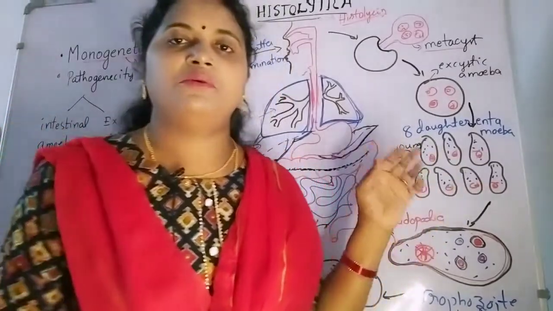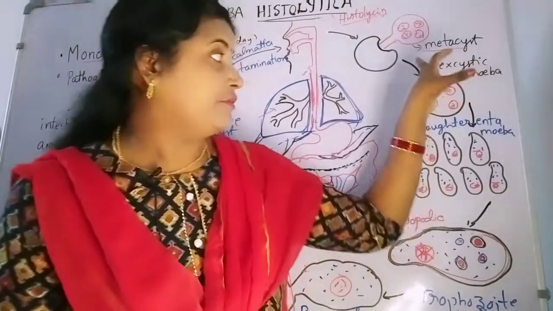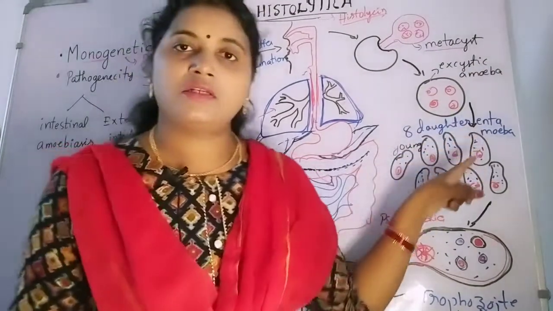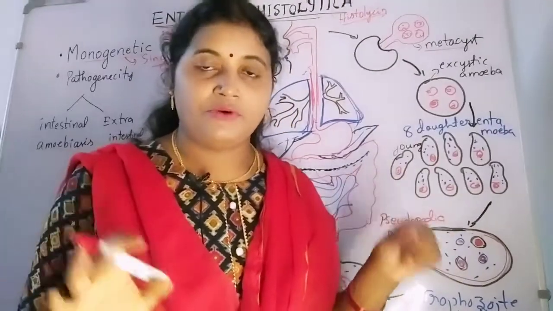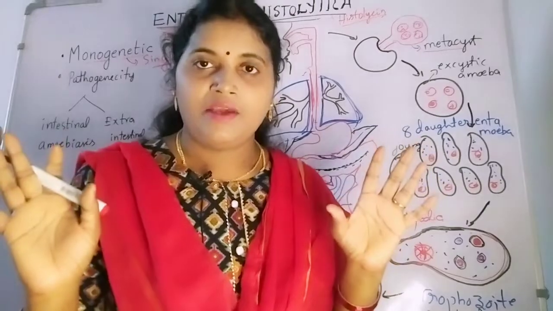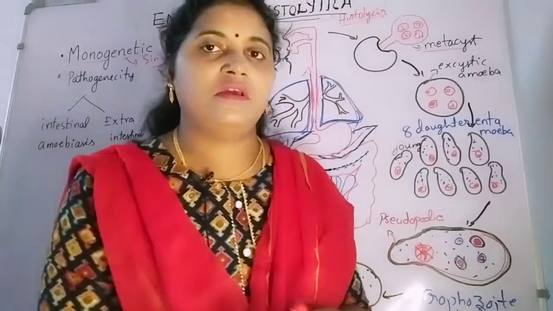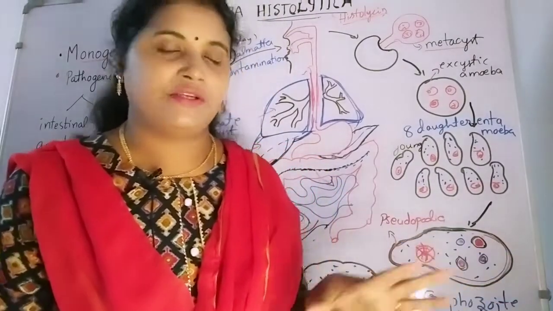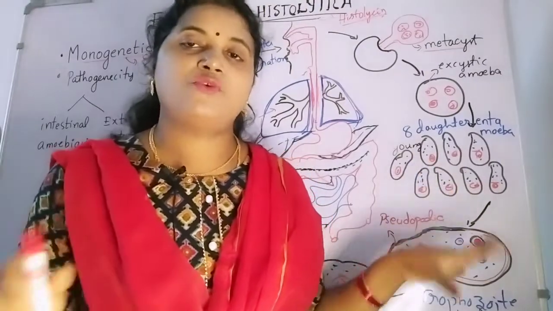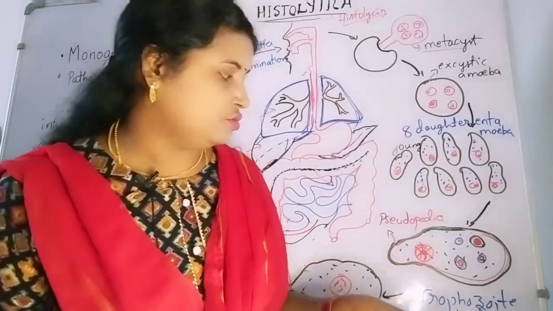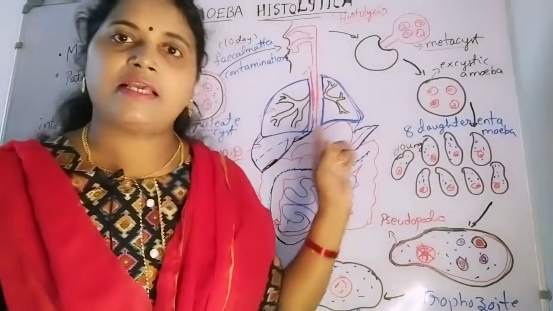So 8 daughter Entamoebas are going to be produced from the metacystic amoeba, and these are young ones. Young ones means they do not yet have the capacity for everything, such as divisions. These 8 daughter Entamoebas transform into trophozoites. Again the cycle begins.